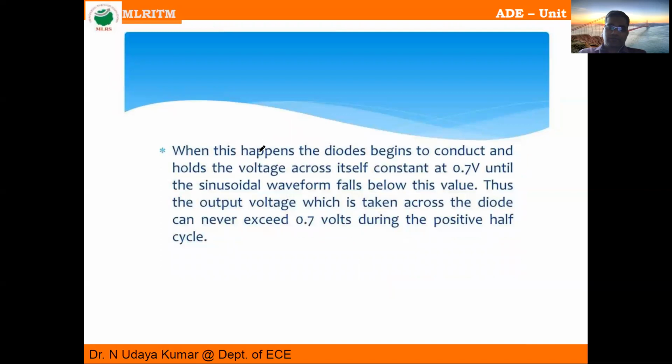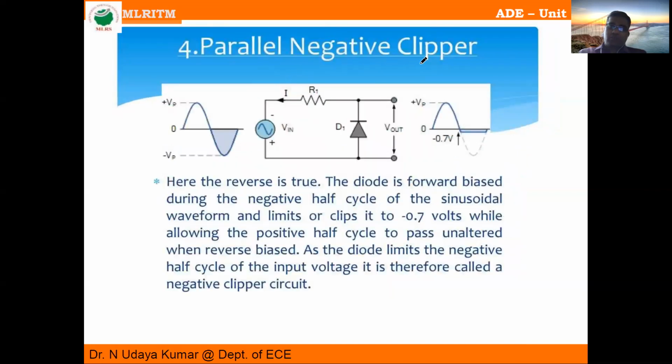Next, the parallel negative clipper. It is similar to the previous one, just the diode's terminals are changed. Whenever positive is given, what happens? This one is positive, so cathode and anode are both opposite, the barrier width increases, and the diode is off. The diode is off, so whatever voltage is at the input side, the same voltage will appear at the output, because in parallel the voltages are the same.